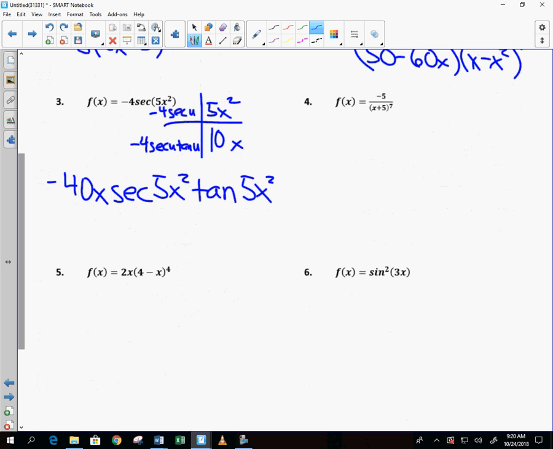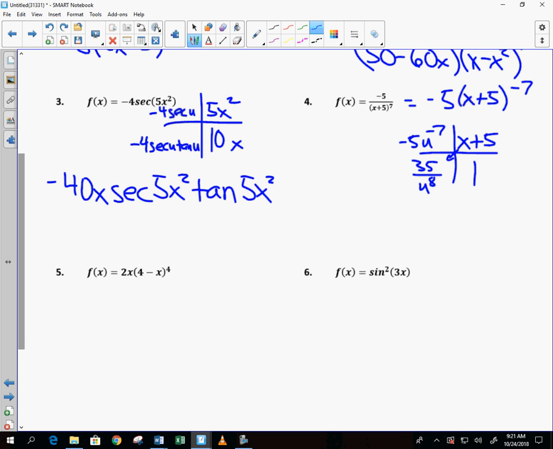So, all right, this next one I'm going to rewrite is negative 5 times x plus 5 to what power? Negative 7. Notice that you could use the quotient rule, but I think that the chain rule is a better option in this situation. And so therefore, I have the inside, which is x plus 5. What's the outside? Negative 5u to negative 7. Derivative of x plus 5 is 1. Derivative of negative 5u to negative 7. Yep, 35 over u to the 8th.